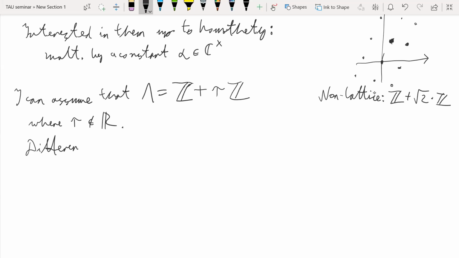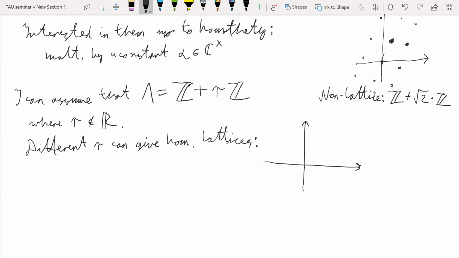So different tau can give homothetic lattices. So the example I'm going to take, the first lattice is going to be pretty much the simplest one you can think of. So I am going to take the integers here, and I'm going to take tau to be equal to i, just the imaginary unit. So the lattice we get is just the rectangular or even square lattice in the plane.